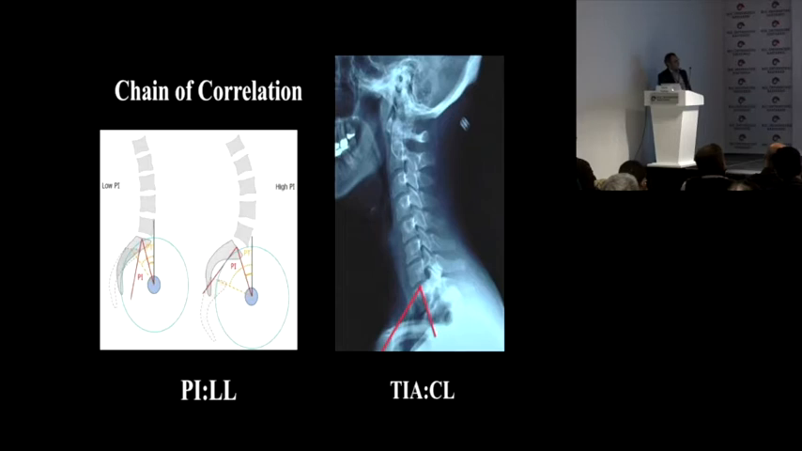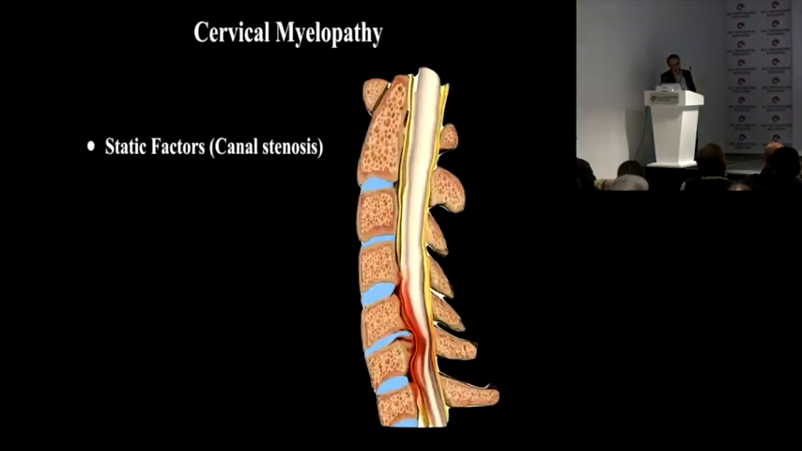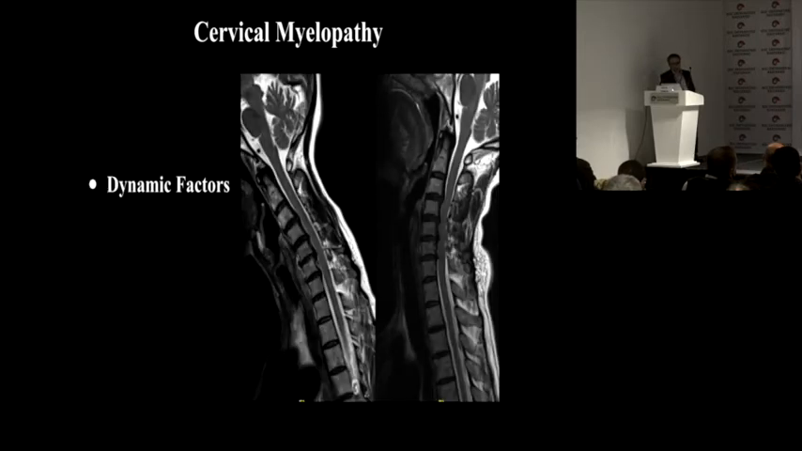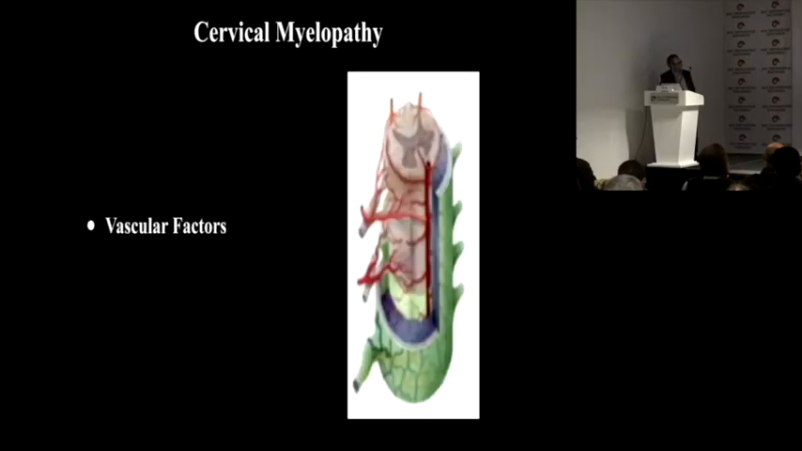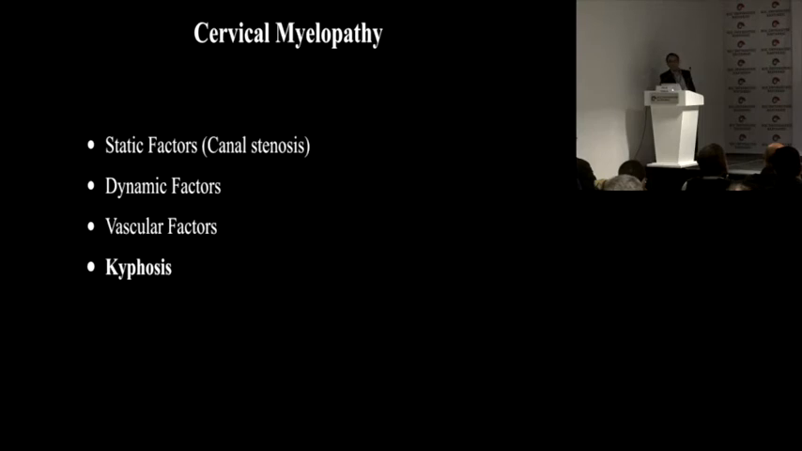So, there is a chain of correlation like the pelvic incidence and lumbar lordosis, and there is a correlation between thoracic inlet angle and cervical lordosis. We may say that the sacrum of the cervical spine is T1. And if we apply this to the clinical cases, we know that there are some factors for cervical myelopathy, static factors, dynamic factors, vascular factors, and also one of them is kyphosis.